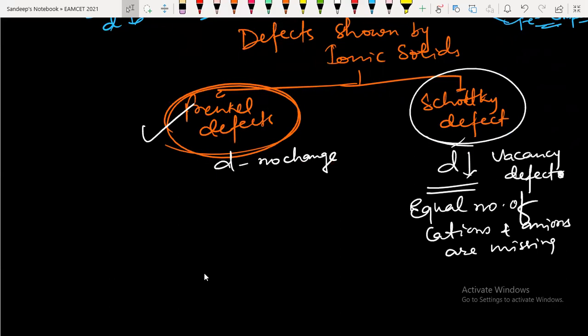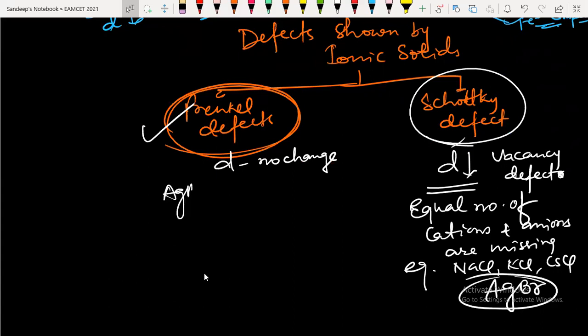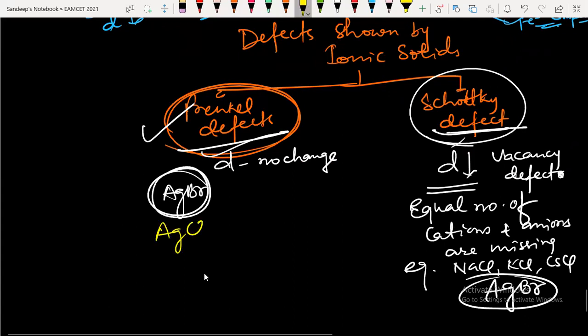Examples are NaCl, KCl, cesium chloride. And AgBr is unique because it shows both types of defect, Schottky defect as well as Frenkel defect. So AgBr, AgCl, AgI, ZnS. So these are the defects.